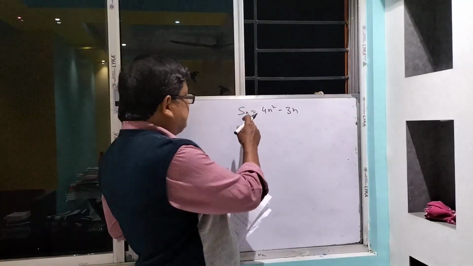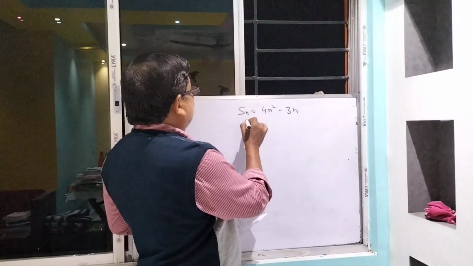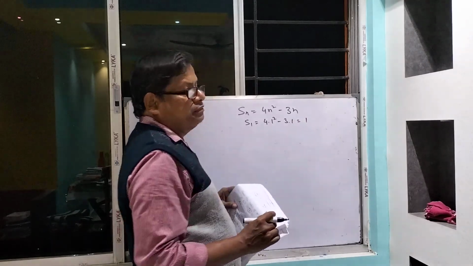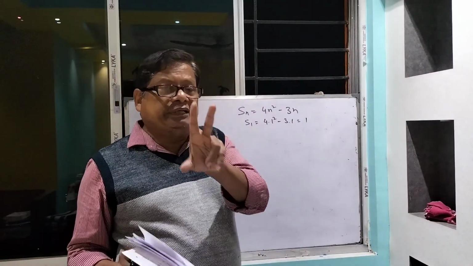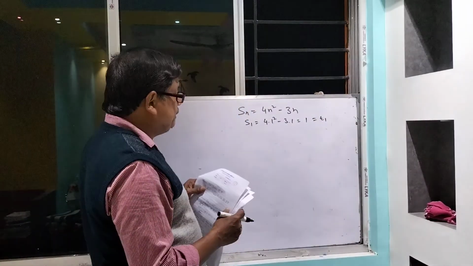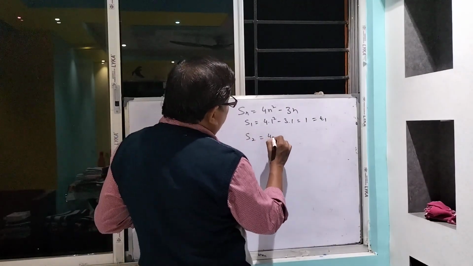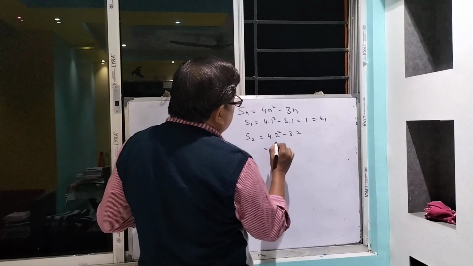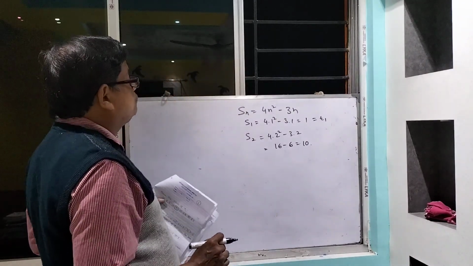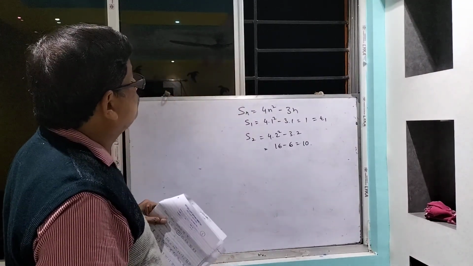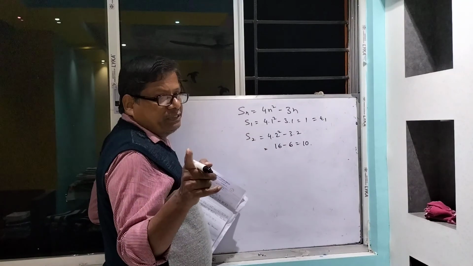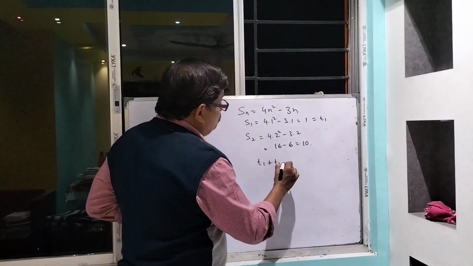Just put first, Sn means sum of n terms. So write n equal to 1, S1, that is 4 into 1 square minus 3 into 1, that is 1. S1 means the sum of 1 term, means only 1 term, so you can write T1. So T1 equals 1. Then S2: 4 into 2 square minus 3 into 2, that is 16 minus 6, this will be 10. Keep in mind here, S2 means T1 plus T2, so write T1 plus T2 equal to 10.